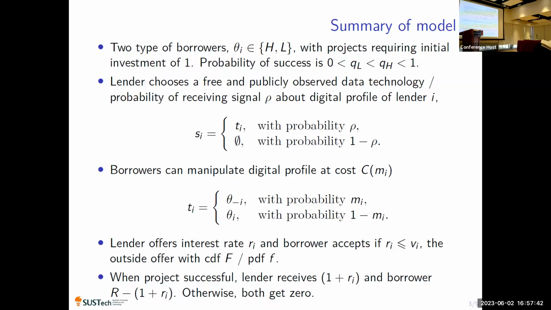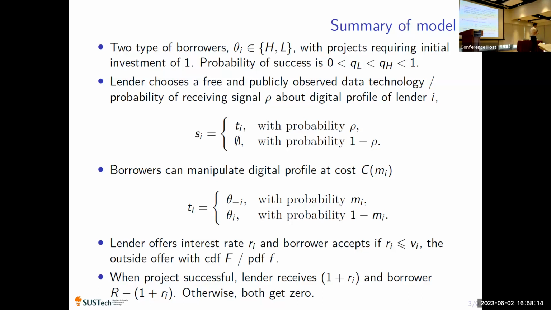on one slide. Right. And so there's a single lender, a continuum of borrowers, and the borrowers come in two types. There's a high type borrower and a low type borrower. Each borrower has a project which requires an initial investment of one and gives a potential return or payoff of capital with some probability. And the probability depends on the type of the borrower. If the project is not successful, then the payoff is just zero.